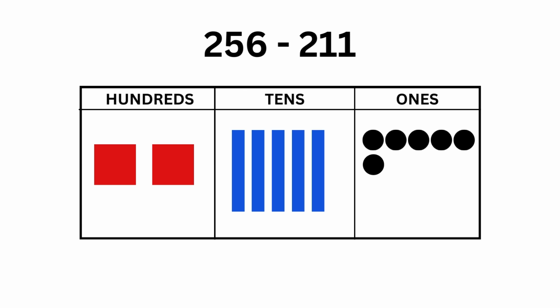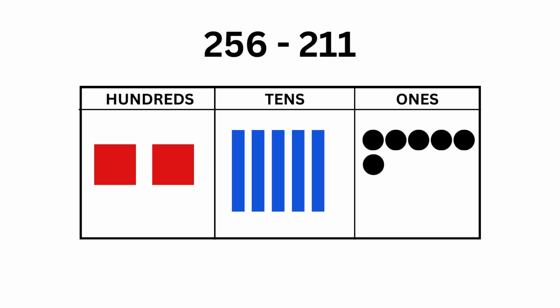So what we're going to do is we're going to represent 256, the number we're subtracting from, visually. So we're going to use two red squares to represent the 200 in the hundreds place. We're going to use 5 skinny blue rectangles to represent the tens place, and we're going to use 6 black circles to represent the ones value. So in the concept of place value subtraction, what we're going to do is subtract off the number from the shape that we have in each place value.